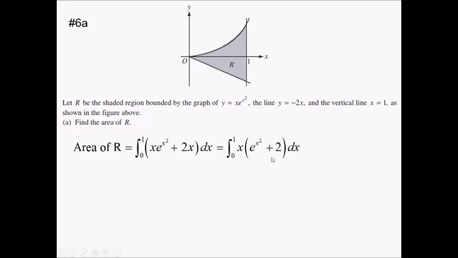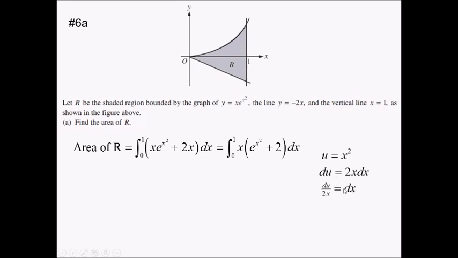I'm going to let my u value on this one equal x squared, because the derivative of x squared is 2x, and that x will cancel out with this x over here. So let's say u is x squared. du then is 2x dx. And then we have to divide by 2x to get dx by itself. So that's du over 2x that I can replace dx with.